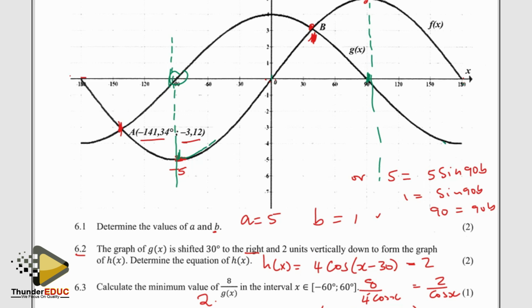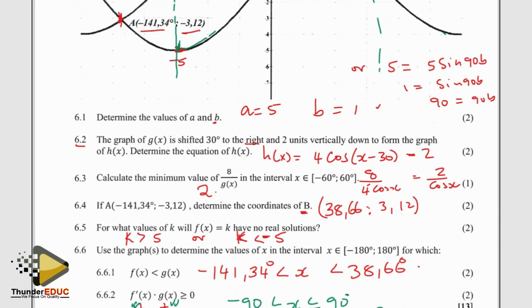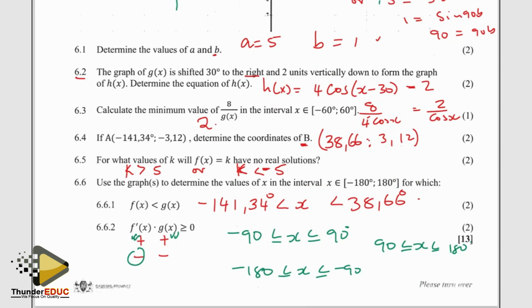Okay. So this one is decreasing, and this is also below. So even this one, negative 180 to 90. So negative 180 is less than or equal to X, less than or equal to negative 90. Also 90 is less than or equal to X, less than or equal to 180. So in other words, the whole domain satisfies this whole thing.